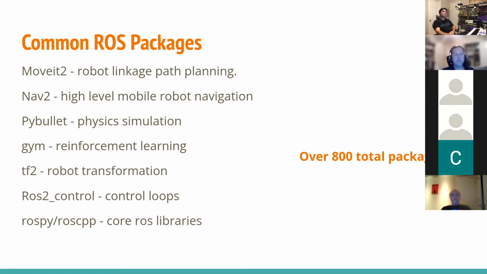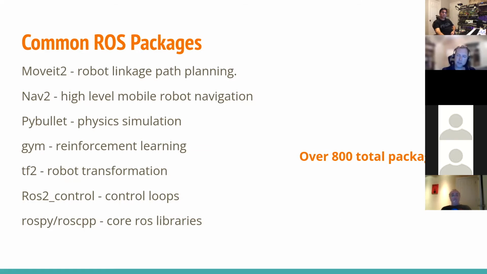PyBullet, we've got physics simulation. So as part of simulating your environment, PyBullet handles the physics. Gym is a package for reinforcement learning. TF2 is for robot transformation. So as you're dealing with all these arms, there's a whole lot of different coordinate systems, and the TF2 package keeps track of all the orientation and the position of all these coordinate systems. There's also a package for control loops, and then we've got our core libraries. So there's over 800 total packages in ROS. So lots of packages in some of these more complicated applications.